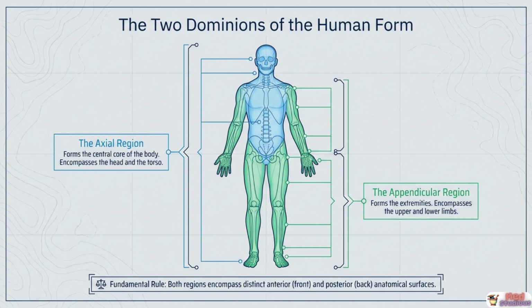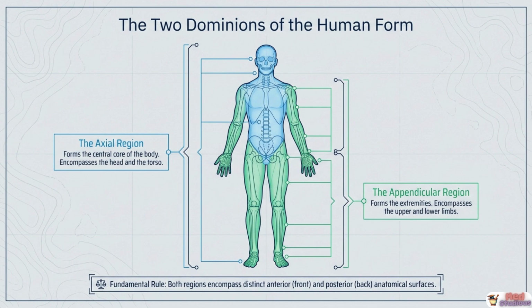The second dominion is the appendicular region, the extremities. It encompasses the upper and lower limbs, the mechanical extensions of the body that enable interaction with the external world. The arms manipulate and handle, the legs support and propel.